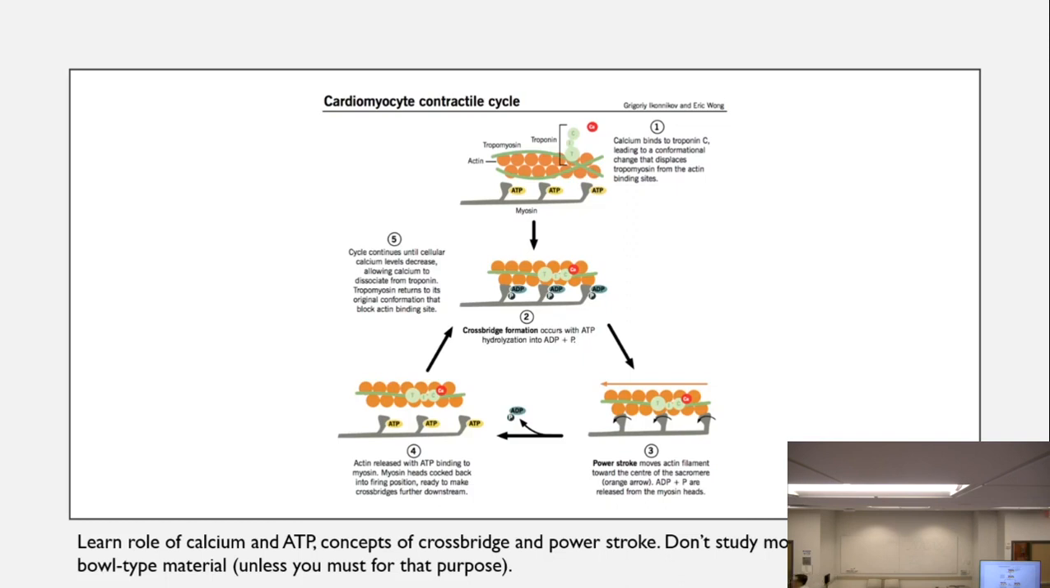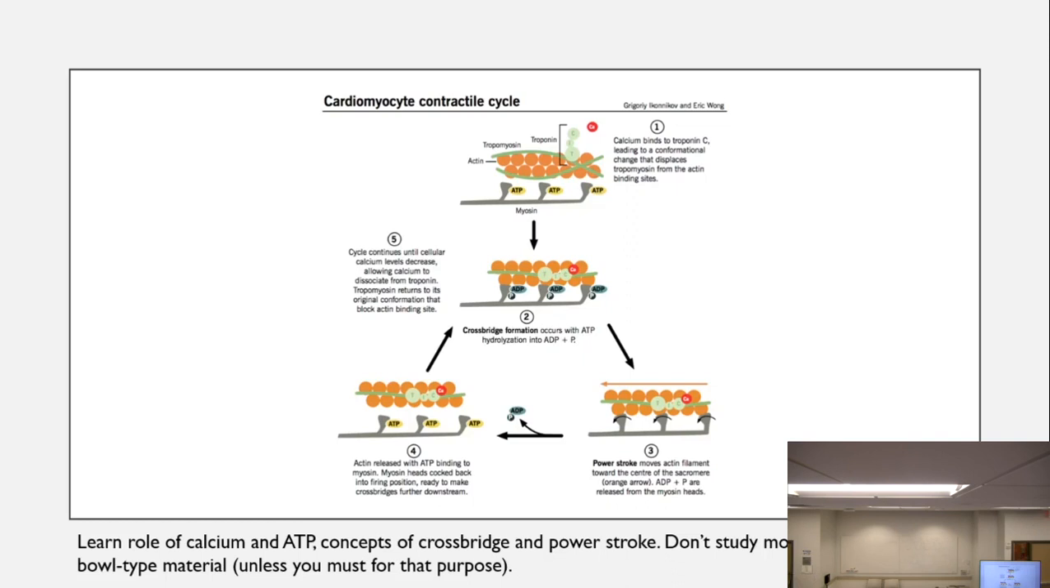So actin is released with ATP. Now, what is calcium necessary for? For contraction or for relaxation? Contraction. And for relaxation too, but in this case it is the absence of calcium. While calcium is there, that's going to continue happening.